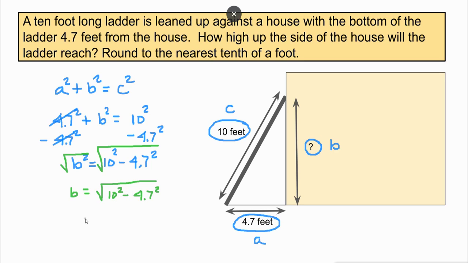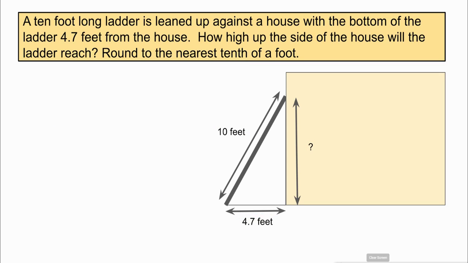And when you do that, you should get the number 8.82 something, which, because we want to round to the nearest tenth of a foot, always look at the rounding, we would round that to 8.8 feet. Abbreviate that. Okay, let's go to your practice problem.